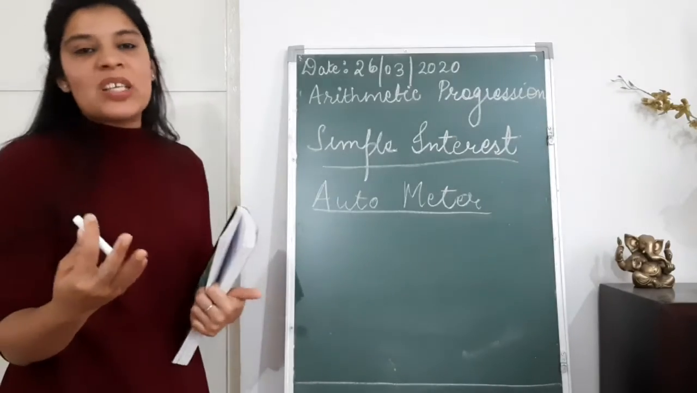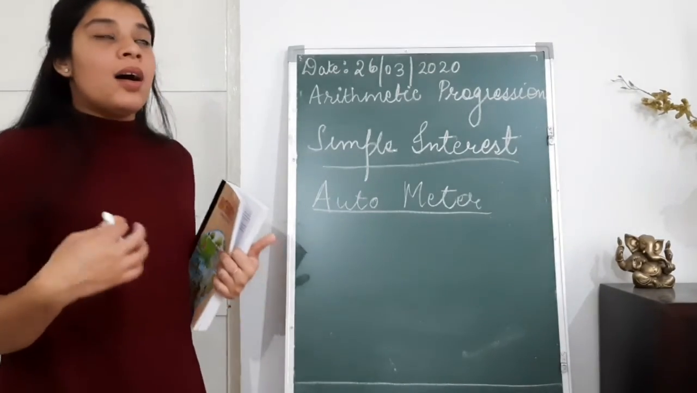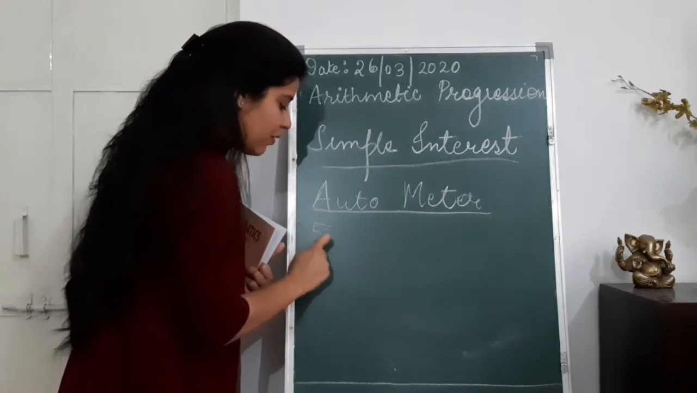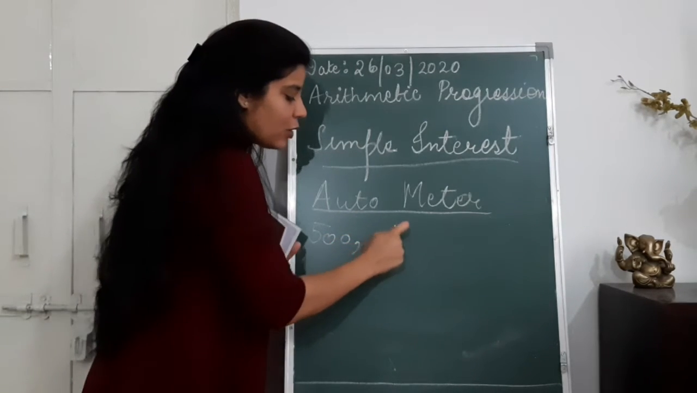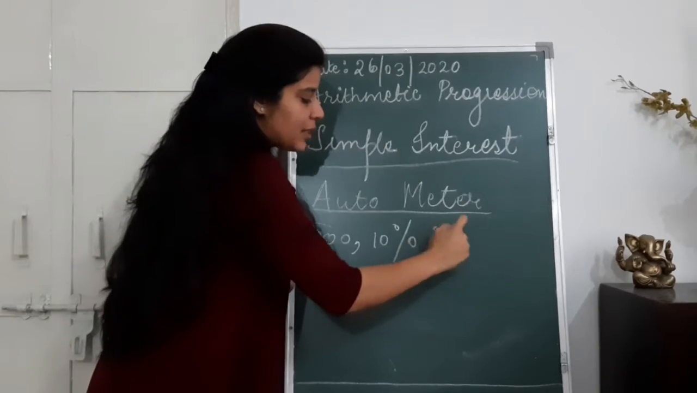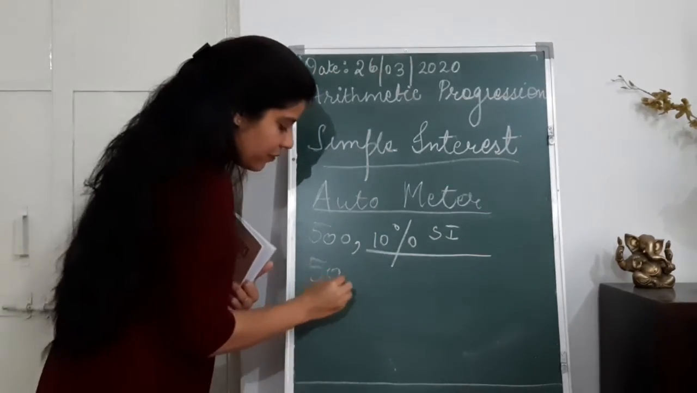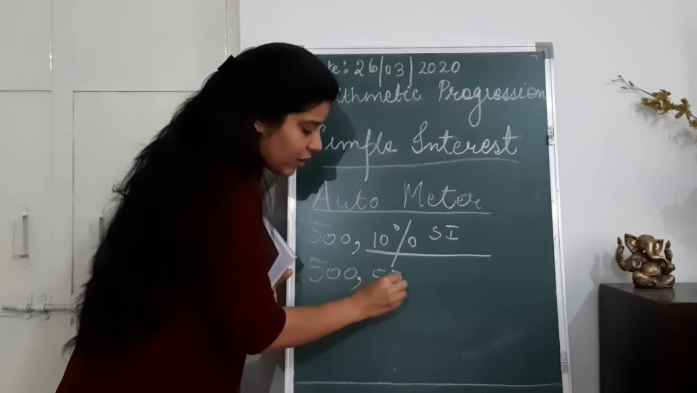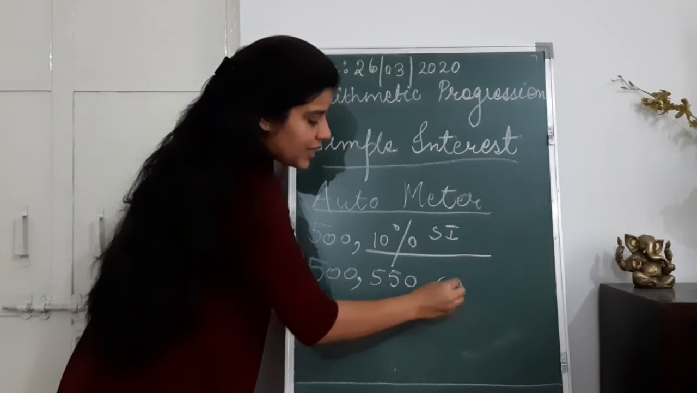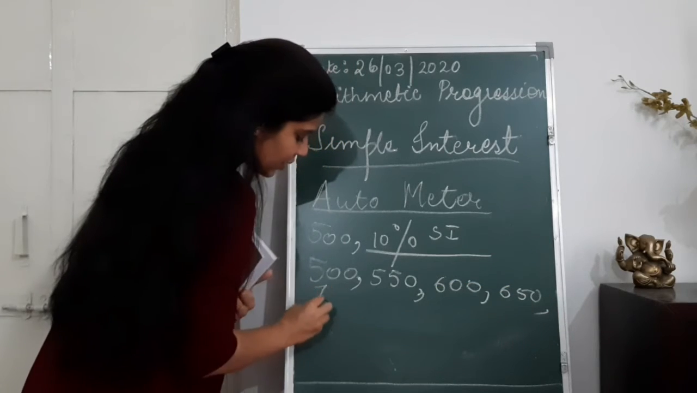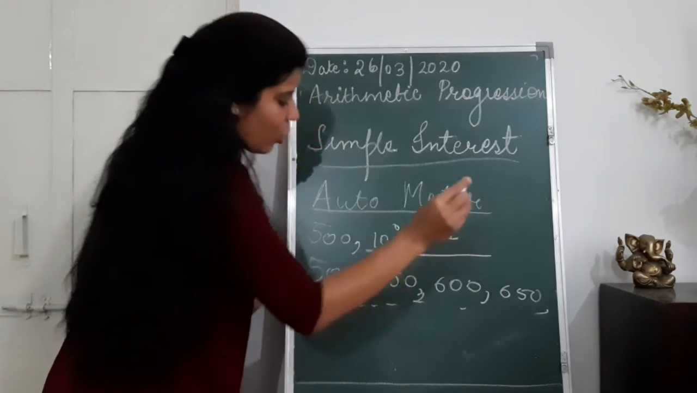So in simple interest, for example, suppose there is a bank which says if you deposit 500 rupees, they are going to give you 10% simple interest every year. So for the first year it will be 500, for the next year it will be 550, for the next year 600, then 650, then 700, and so on.